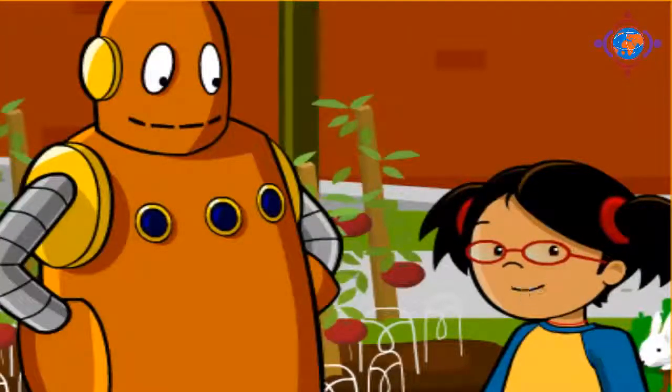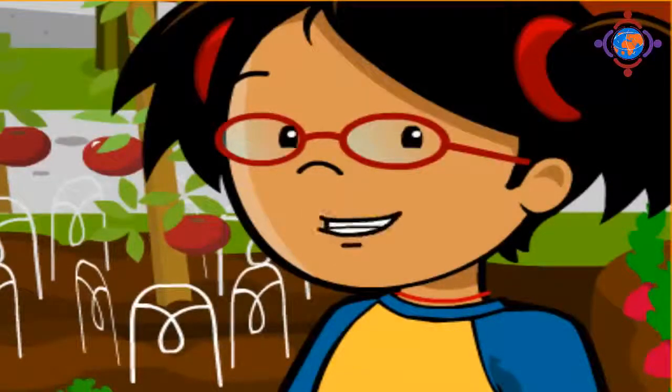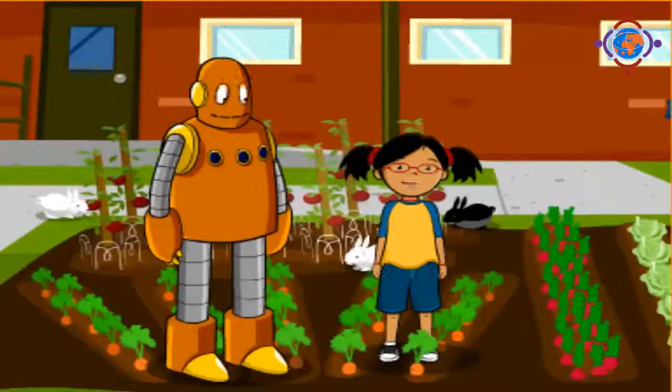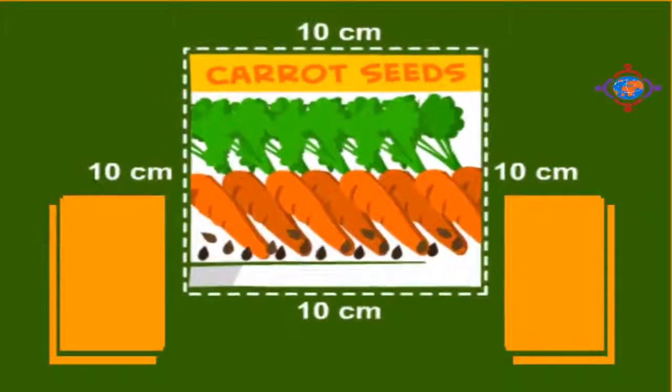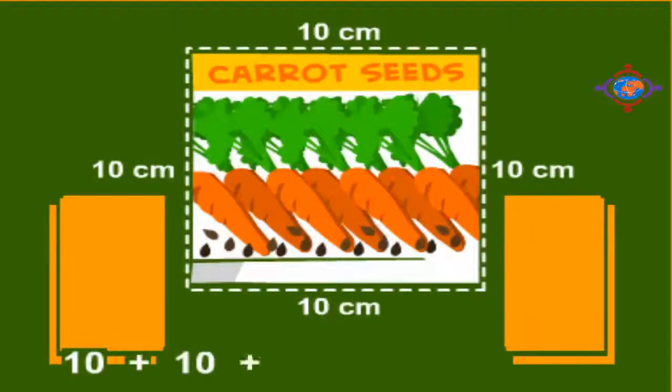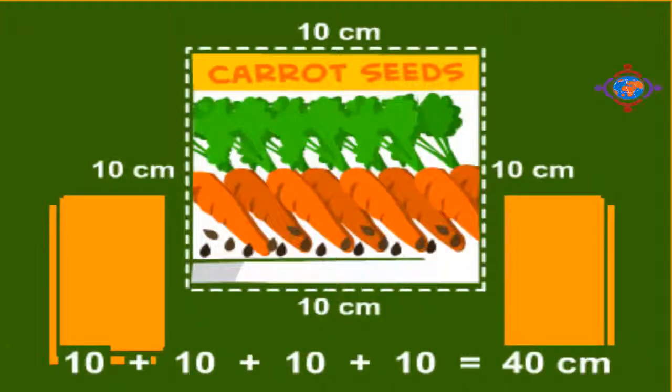Good question, Moby. How do you find the perimeter? You can find the perimeter of a shape or figure by adding the lengths of all of its sides. Each side of this packet of seeds is 10 centimeters long. To find the perimeter, add the lengths together. 10 plus 10 plus 10 plus 10. You can skip count by 10 to find the sum. 10, 20, 30, 40. The perimeter is 40 centimeters.